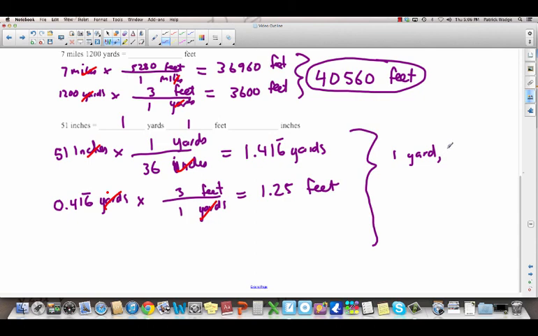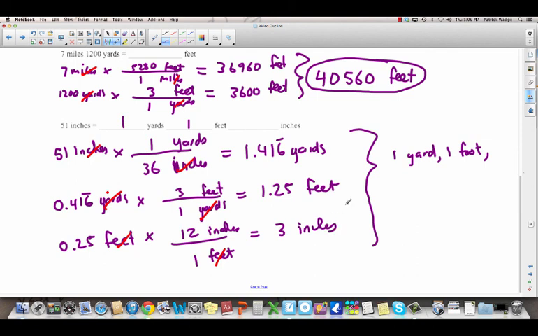So again, we only have 1 foot. So 1 yard, 1 foot. Now, if we take the 1 foot out, how many feet are we left with? We're left with 0.25 feet. Got to switch that into inches. So feet goes on the bottom, inches on top. 1 foot's 12 inches. We're good to go. We're going to multiply. So we're multiplying 0.25 times 12, and when you do that, it works out perfectly into 3 inches. So you have 3 inches left. So our final answer is 51 inches is the same as 1 yard, 1 foot, and 3 inches.